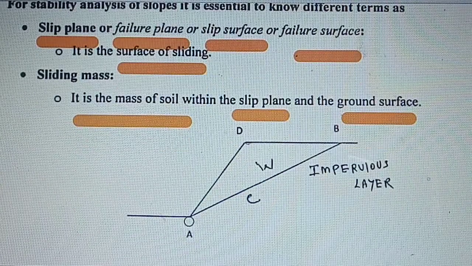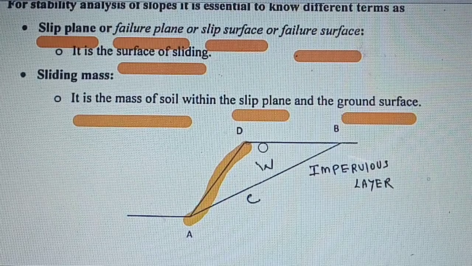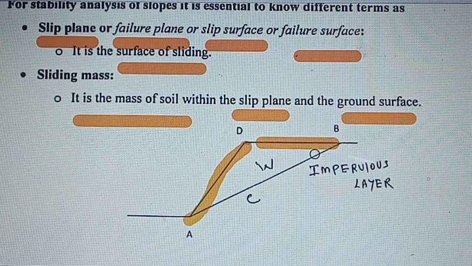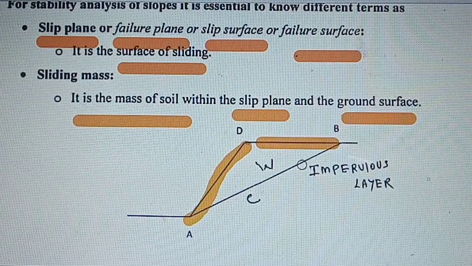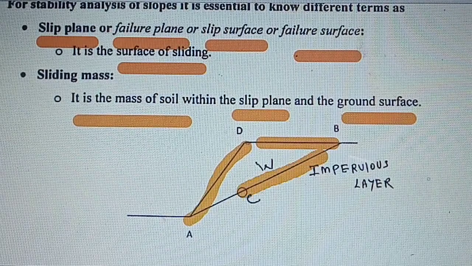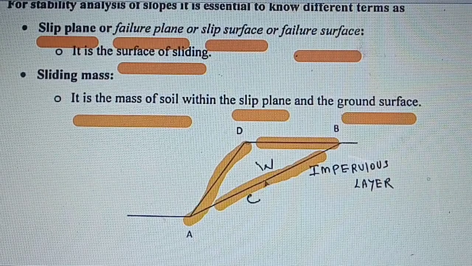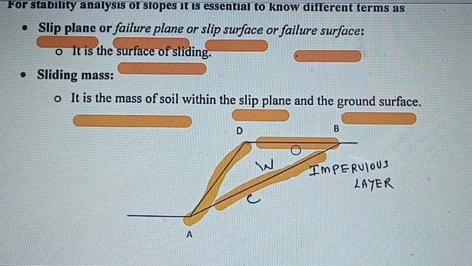Consider this figure. AB, it is the inclined surface. DB, it is the ground surface. If the soil mass slides along this line AB, then we can say AB, it is slip plane and the mass in between slip plane and ground surface is sliding mass.